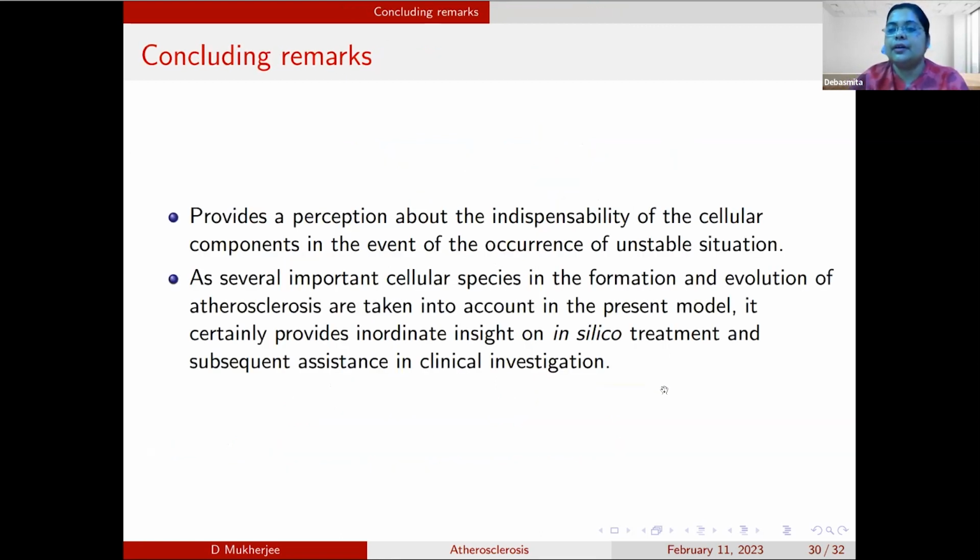Now next is the concluding remarks. As there are several important cellular species present in this model, this model can provide an inordinate insight for in silico treatment and subsequent assistance in clinical investigation for this disease. This model has been found stable, and it has been proved globally stable also under certain conditions. So it can withstand a substantial change in the parameter values also.